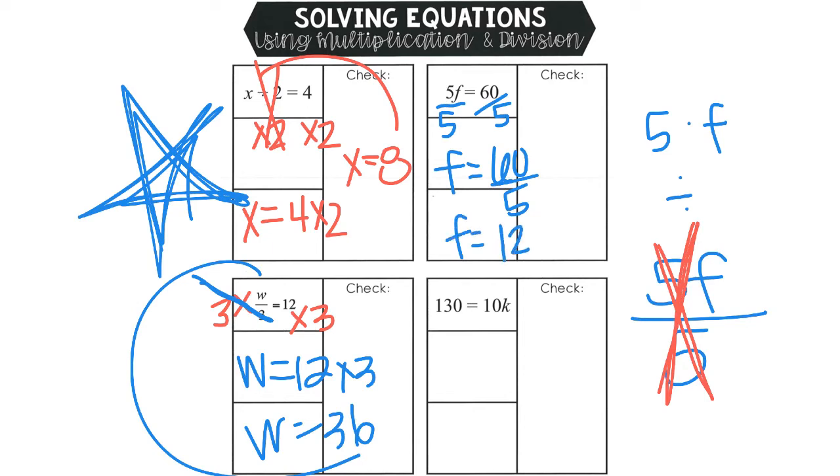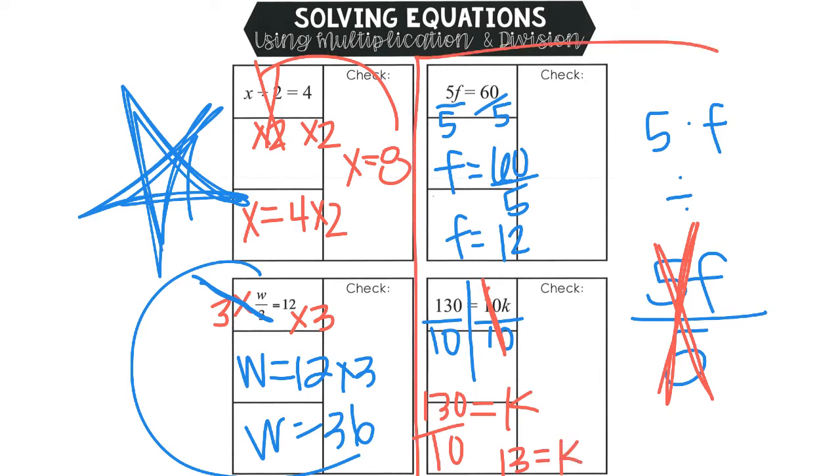If I do the next one, I'm going to do the same thing. So I'm going to divide by 10, divide by 10, because whatever I do on one side of the equal symbol, I have to do on the other side. So then I cancel out the 10s on the right side, so I'm left with k equal to 130 over 10. And 10 can go into 130 13 times. So k equals 13.